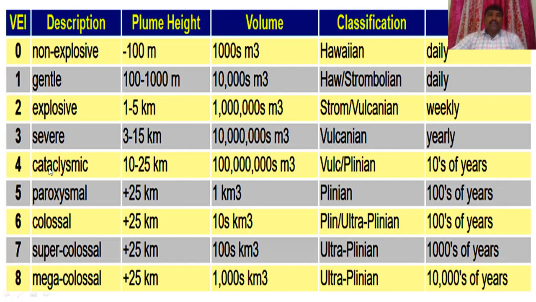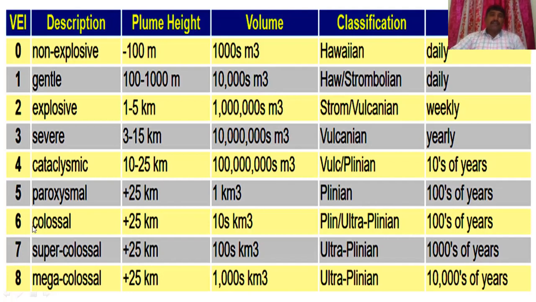If the VEI is 4, cataclysmic, the plume height would be 10 to 25 kilometers, with a volume of 10 crore cubic meters, and Vulcanian and Plinian type volcanoes explode like this, at least 10 times per year. And the fifth one is paroxysmal. The plume height would be 25 kilometers plus, and volume would be around 1 cubic kilometer around the volcanic vent, and this VEI would be the Plinian type of volcanoes, and hundreds of eruptions take place per year.